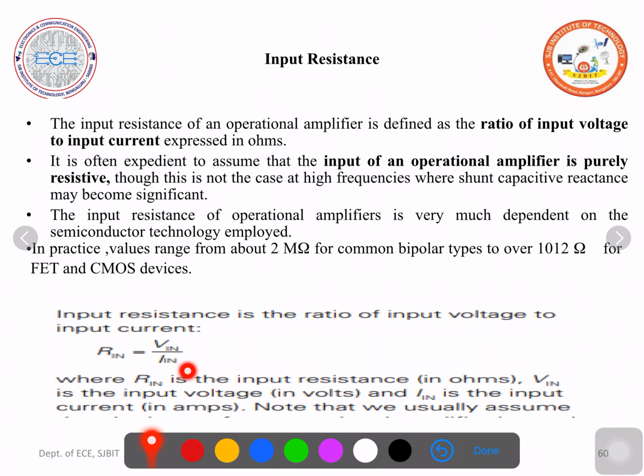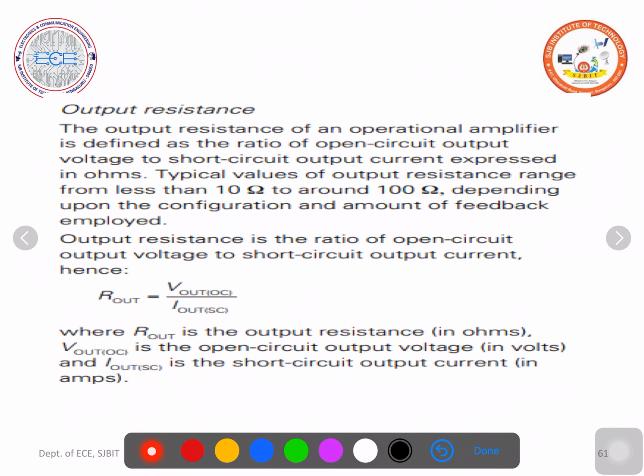Then one more parameter, input resistance. Resistance, everybody knows, is the ratio of voltage to the current, because we are fully aware of Ohm's law and we frequently use Ohm's law. So you should not forget Ohm's law, Kirchhoff's voltage law and Kirchhoff's current law. Everywhere we use them. So Ohm's law, resistance R is equal to V by I. So input resistance is equal to the ratio of input voltage to input current. Definitely the unit is ohms. Ideally the input resistance is infinity, but practically it will be in the range of mega ohms.